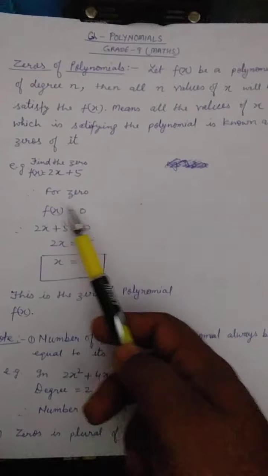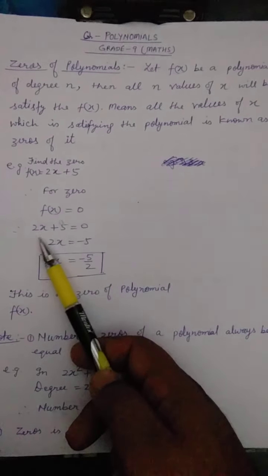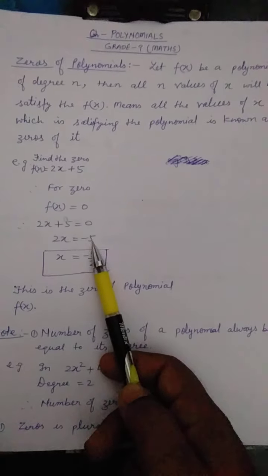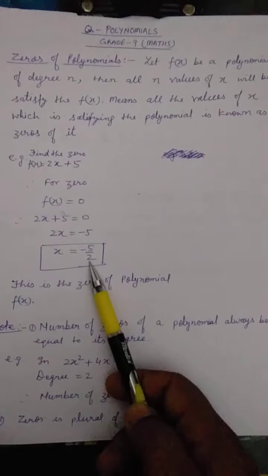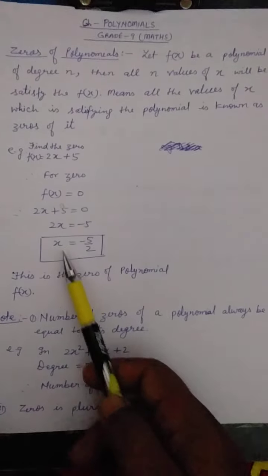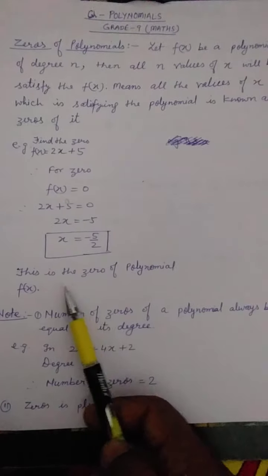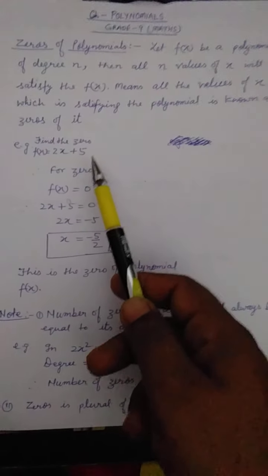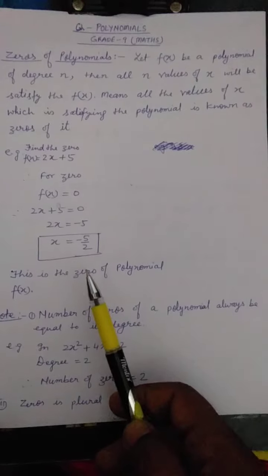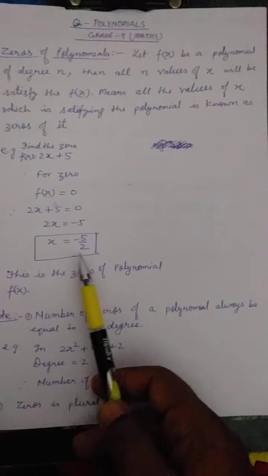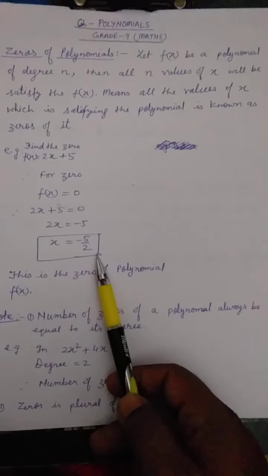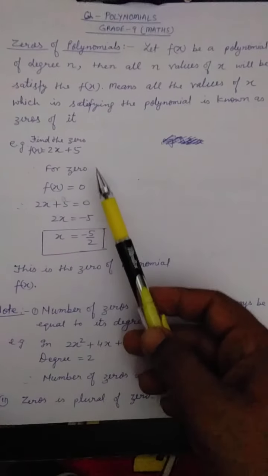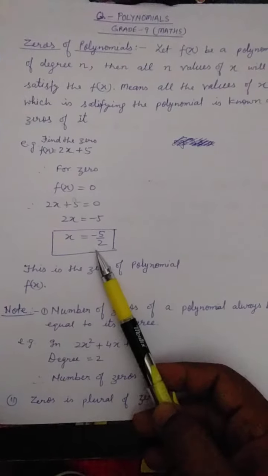So see, f(x) = 0 and this is 2x + 5 = 0. Now 2x = -5 and then x = -5/2. This x = -5/2 is the zero of the given polynomial. If you like to recheck your answer, you can put x = -5/2 in this function. Whenever you put this value in the function, it will give the result 0. That's why it is known as zero.